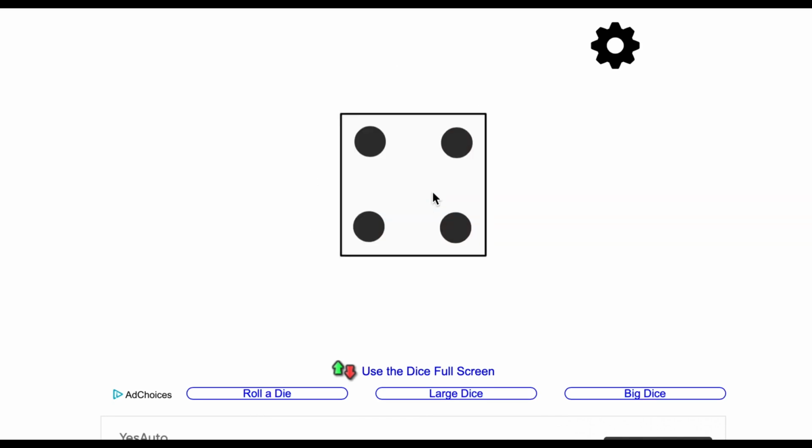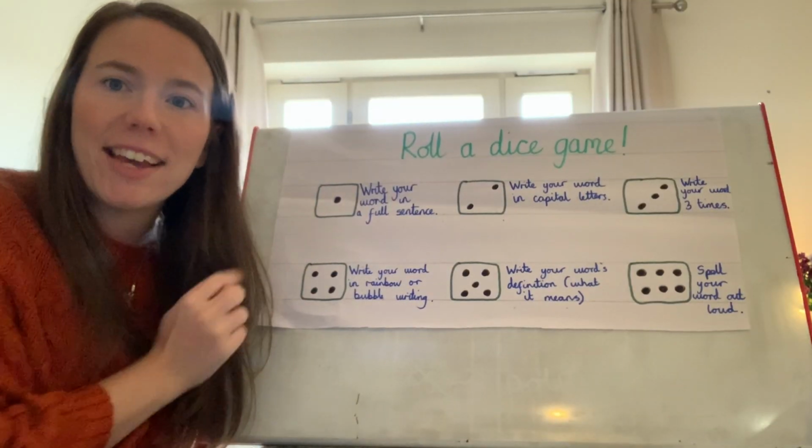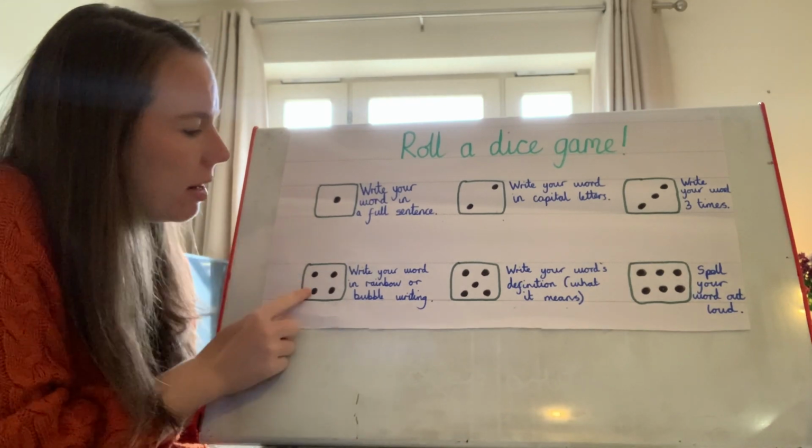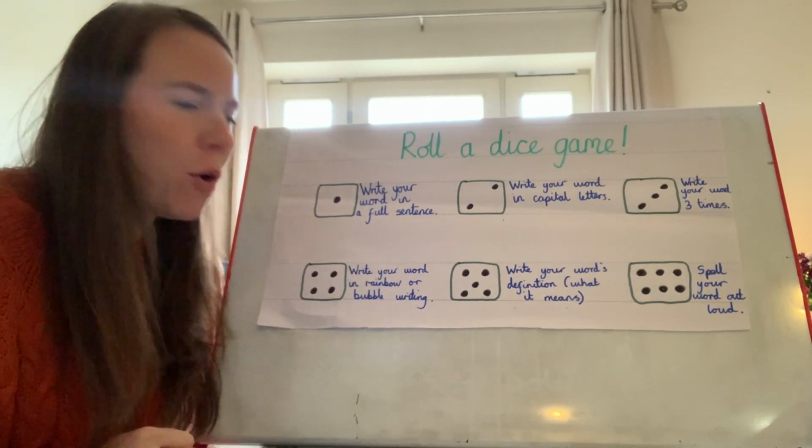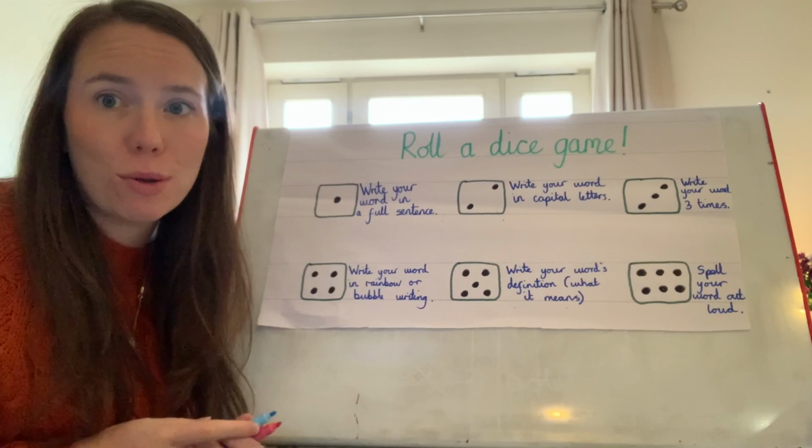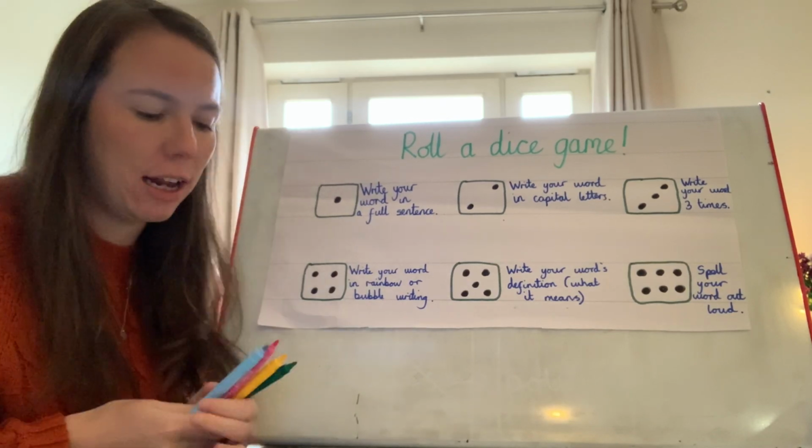Okay, I've rolled a 4. Let's have a look at what activity I need to do. If we have a look at the roll a dice game, number 4 is to write my word in rainbow or bubble writing. I'm going to choose the word neighbour and have a go at writing that with my colourful pens.